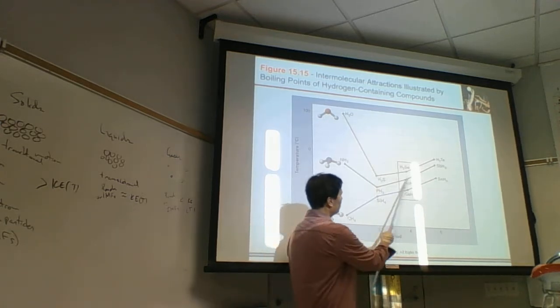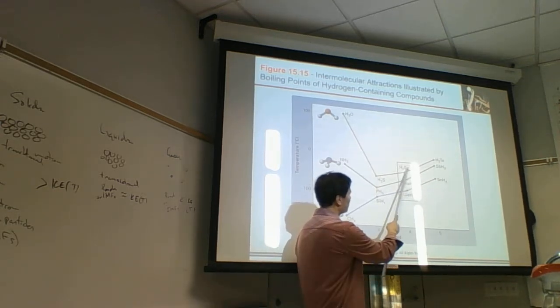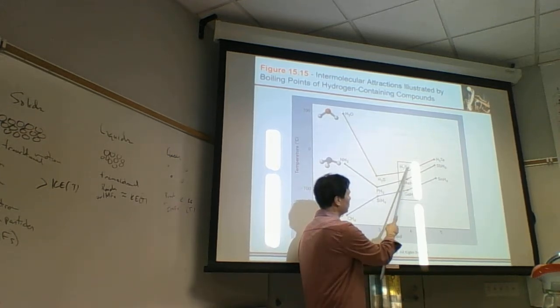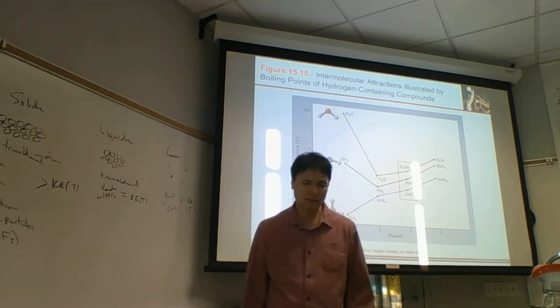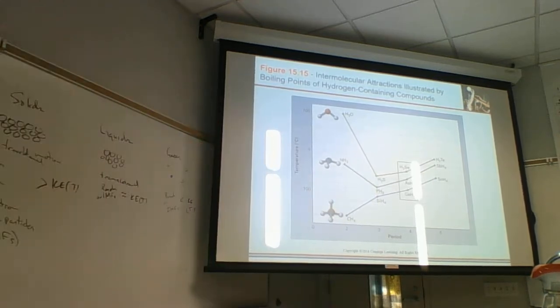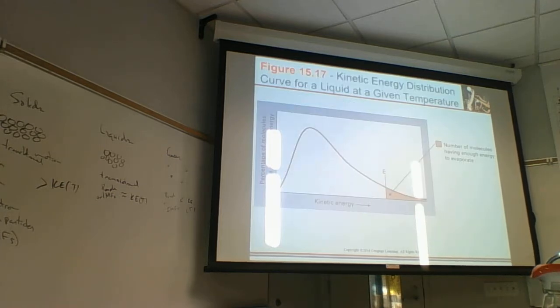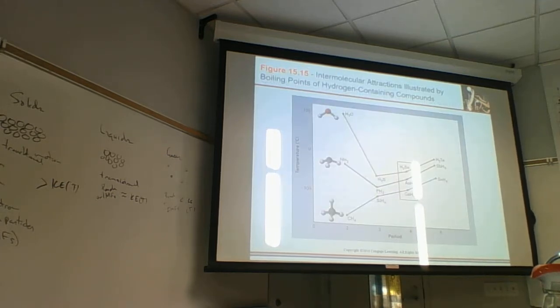Now, if we have molecules of roughly the same size with the same number of electrons, then these ones are the most polar here, and this is the least polar. So polarity has an impact there. You don't really have to study this graph much. That's it there.